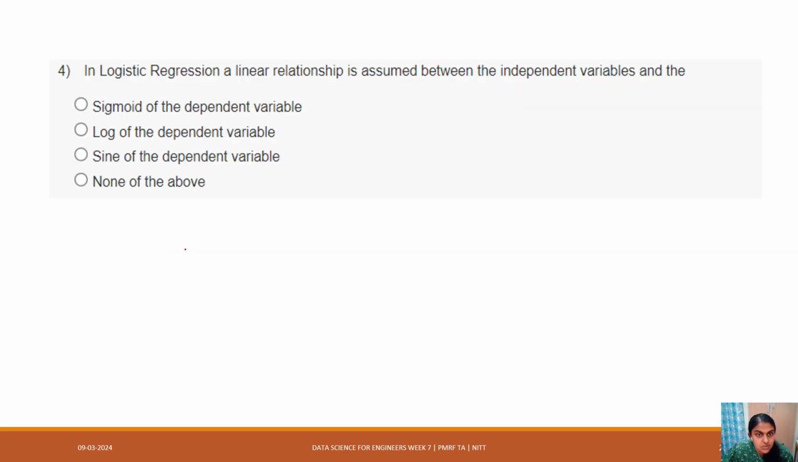Okay, so anyway, both these values should lie between 0 and 1. Next question, in logistic regression, a linear relationship is assumed between the independent variables and, you can give the answer. Usually how the relationship is given, there are a set of independent variables and you will have the log of dependent variable, a sigmoid of dependent variable.